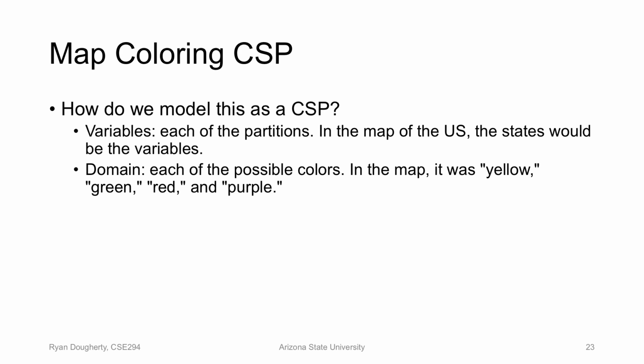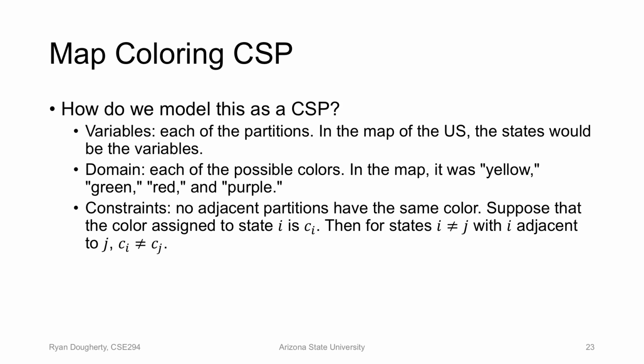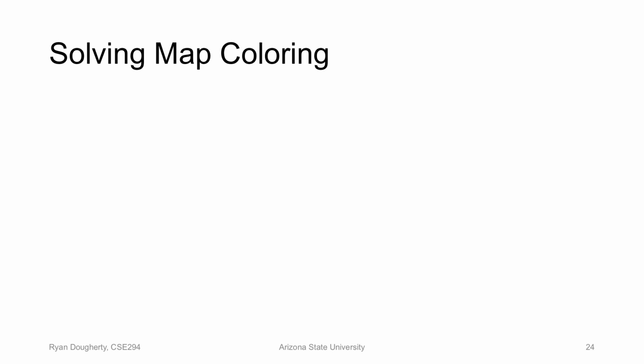So let's just say we have 4 colors: yellow, green, red, and purple. And so the constraints are that if 2 partitions or 2 states have a non-empty boundary, then they can't have the same color. So let C sub I be the color assigned to state I. Then for every pair of different states that have a non-empty boundary, they can't have the same color, right? Because if they did, that would violate what we were trying to do. We want adjacent states to have different colors. So this is what this constraint is all about.